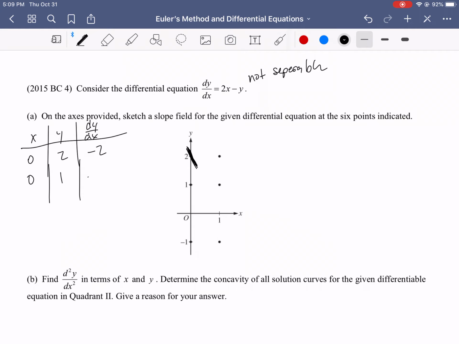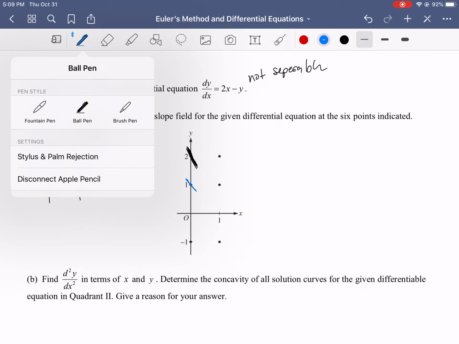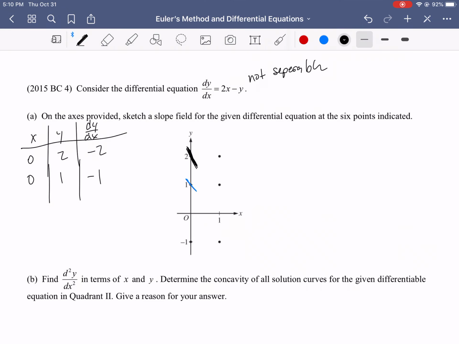That's going to give me a slope of negative 1 by plugging into dy dx. And so negative 1 will be a slope that looks something like this. Didn't mean to change colors on you there, but you get the point. I'll go back to black here. And then what about 0, negative 1? That would be this point down here at the bottom. 0, negative 1 is going to give me a slope of 1. So I'm going to do my best to draw a line segment that has a slope of 1 there.